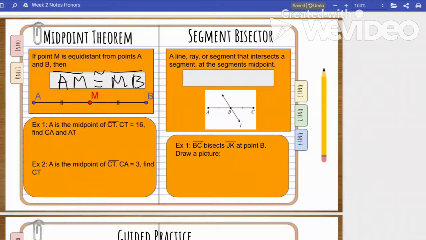So A is the midpoint of CT. If CT is 16, find CA and AT. So you have this line segment CT. A is the midpoint. Well, if the whole thing is 16, how long is CA? Well, that's just half of that, so that's 8. And how long is AT? Well, AT has to be the same size as CA, so that's also going to be 8.